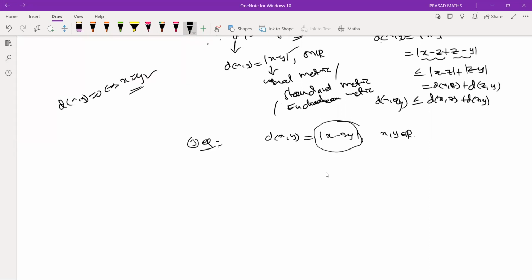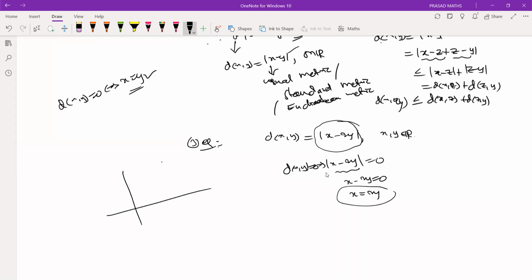So how do we guess the problem? See, d of x comma y is 0. That means mod of x minus 2y equals 0, so x minus 2y equals 0. That means x equals 2y. This is nothing but a line passing through the origin. So suppose you take an element, for example 2 comma 1.